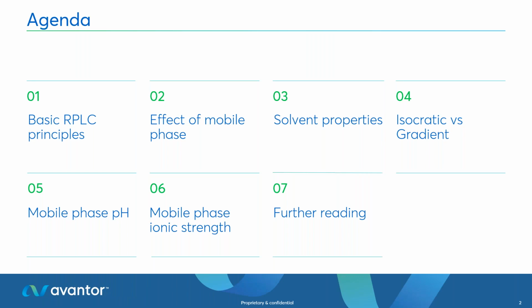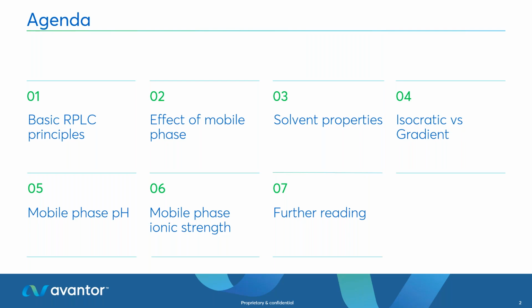Just having a quick look at the agenda, we're going to really separate the presentation up into 3 sections. The first one is looking at the solvents, the properties of our solvents, how they affect the separation within our HPLC and UHPLC methods. I'm going to do a small section on isocratic versus gradient because we've got these 2 different options available, so how do we choose?